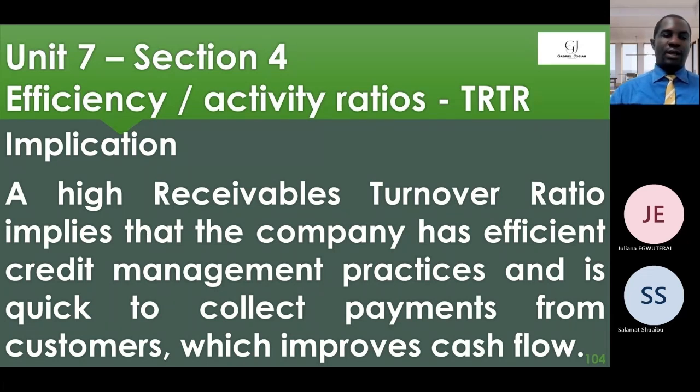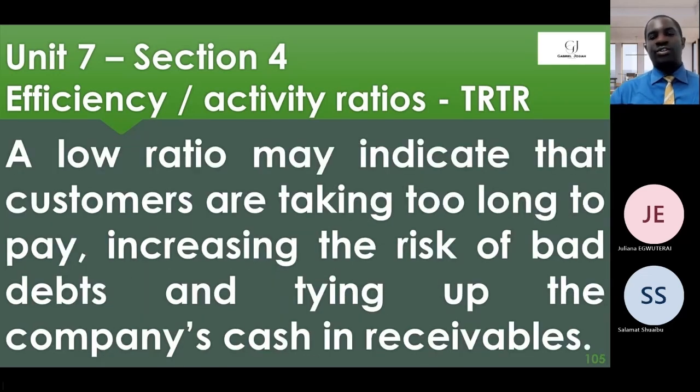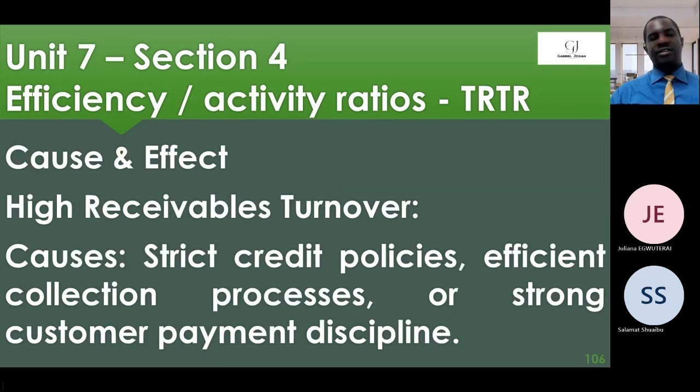All right. So the implication is that where the receivables turnover is above 1, 2, 3, the company is doing well in its credit management practices and is quick to collect payments from customers, which culminates in cash flow. While a low ratio, like we saw in this case, indicates customers are taking too long to pay. So the 365 days we saw was over 848 days, where we calculated how many years. This increases the risk of bad debts, and tying up the company's cash in receivables is very risky.